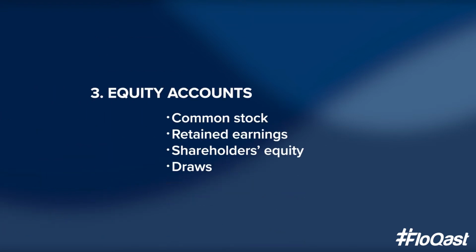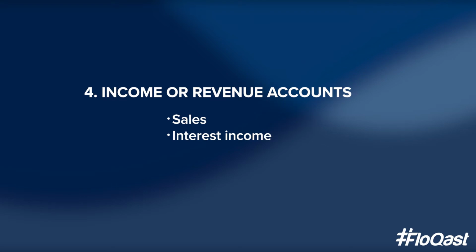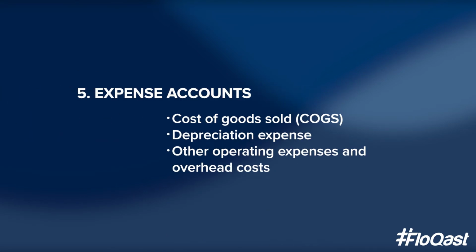Number 3, equity accounts. Couple examples include common stock, retained earnings, shareholders' equity, and draws. Number 4, income or revenue accounts. Examples include sales and interest income. Number 5, expense accounts, which include cost of goods sold or COGS, depreciation expense, and other operating expenses and overhead costs.